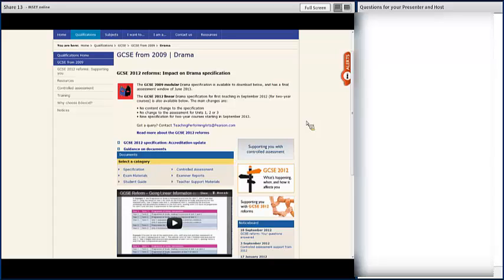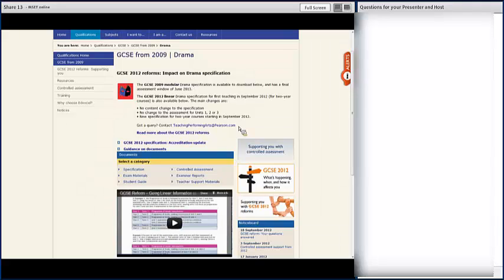What I'm going to ask Nikki to do first of all is just to hover the cursor around the got a query bullet point. Sorry, completely lost my phrasing there. Got a query, and it says contact Teaching Performing Arts, and then you've got an email address there. That email address is for our subject advisor for performing arts, which covers GCSE drama. His name is Paul Webster.